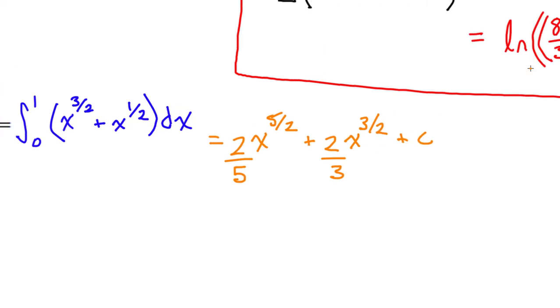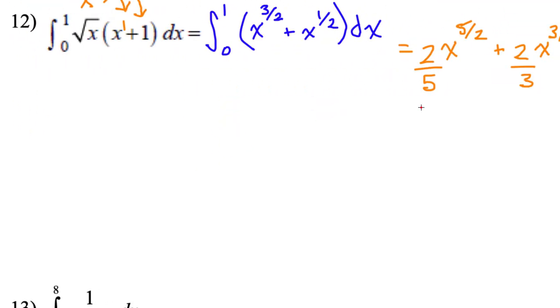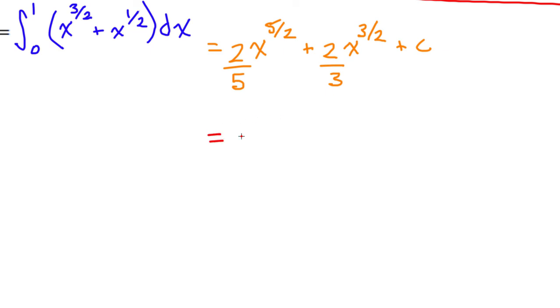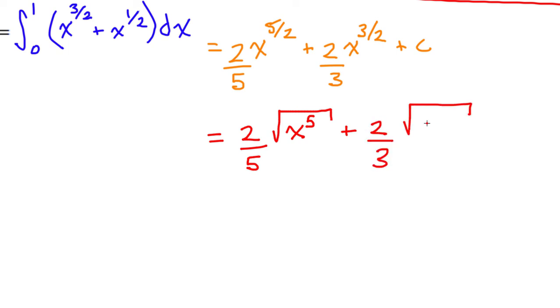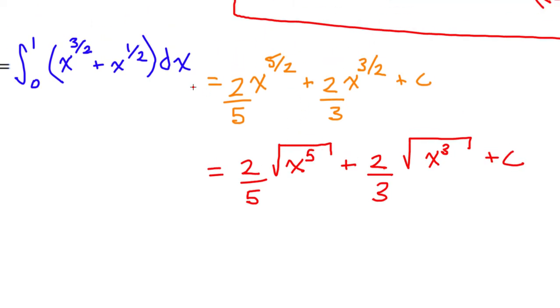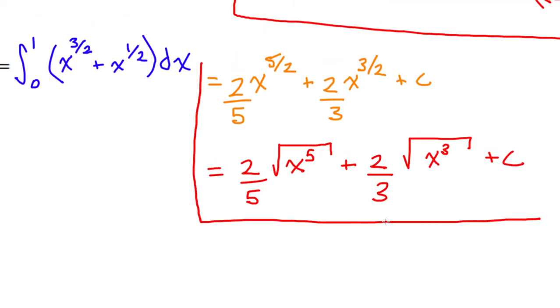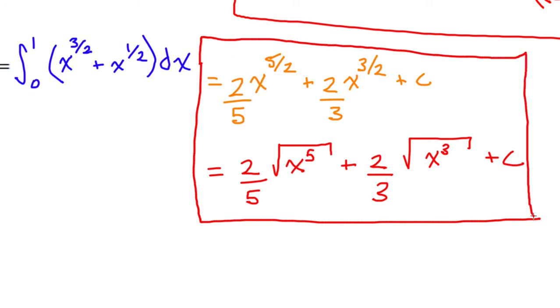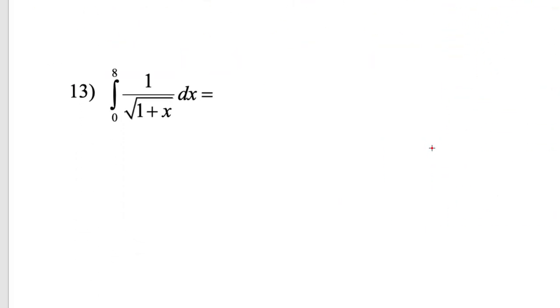And then I can rewrite this again in another form. You should be comfortable with all of your different forms. This can be the same thing as 2/5 the square root of x to the power of 5 plus 2/3 the square root of x to the power of 3 plus c. So both of those forms you should be comfortable with. I'll go ahead and box both of them. Come up here a little bit, not to run into the other box answer. All right, and number 13.